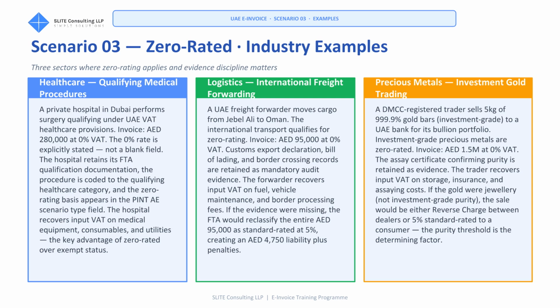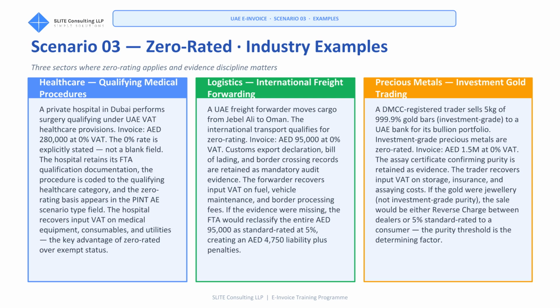Second, logistics. A freight forwarder moves cargo from Jebel Ali to Oman, 95,000 dirhams at 0%. Customs export declarations and bills of lading are retained as mandatory audit evidence. Miss the evidence and the FTA reclassifies the entire supply as 5%, a 4,750 dirham liability plus penalties.